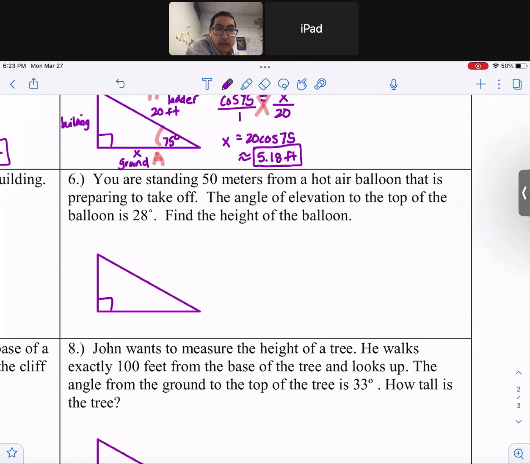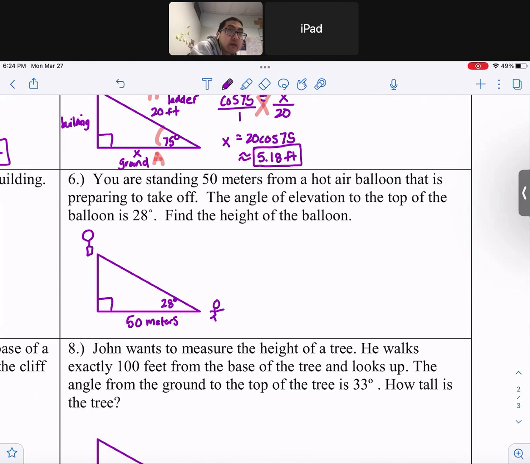Number 6, you are standing 50 meters from a hot air balloon that's prepared to take off. So the hot air balloon already went up. So you are standing 50 meters from the hot air balloon before it even took off. So this is the 50 meters, and you are now over here. So the angle of elevation is the angle formed with the ground. It's the angle formed with the ground. So this is your guys' angle of elevation.